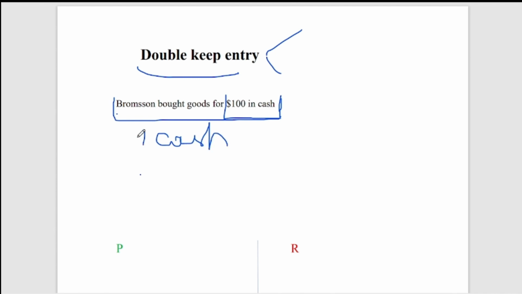But in the field of accounting, we have to see one more side. To know it, we have to answer the question of why. Why has Bromson's cash decreased by $100? The answer to this question is he bought goods. And in the field of accounting, we call it purchase.